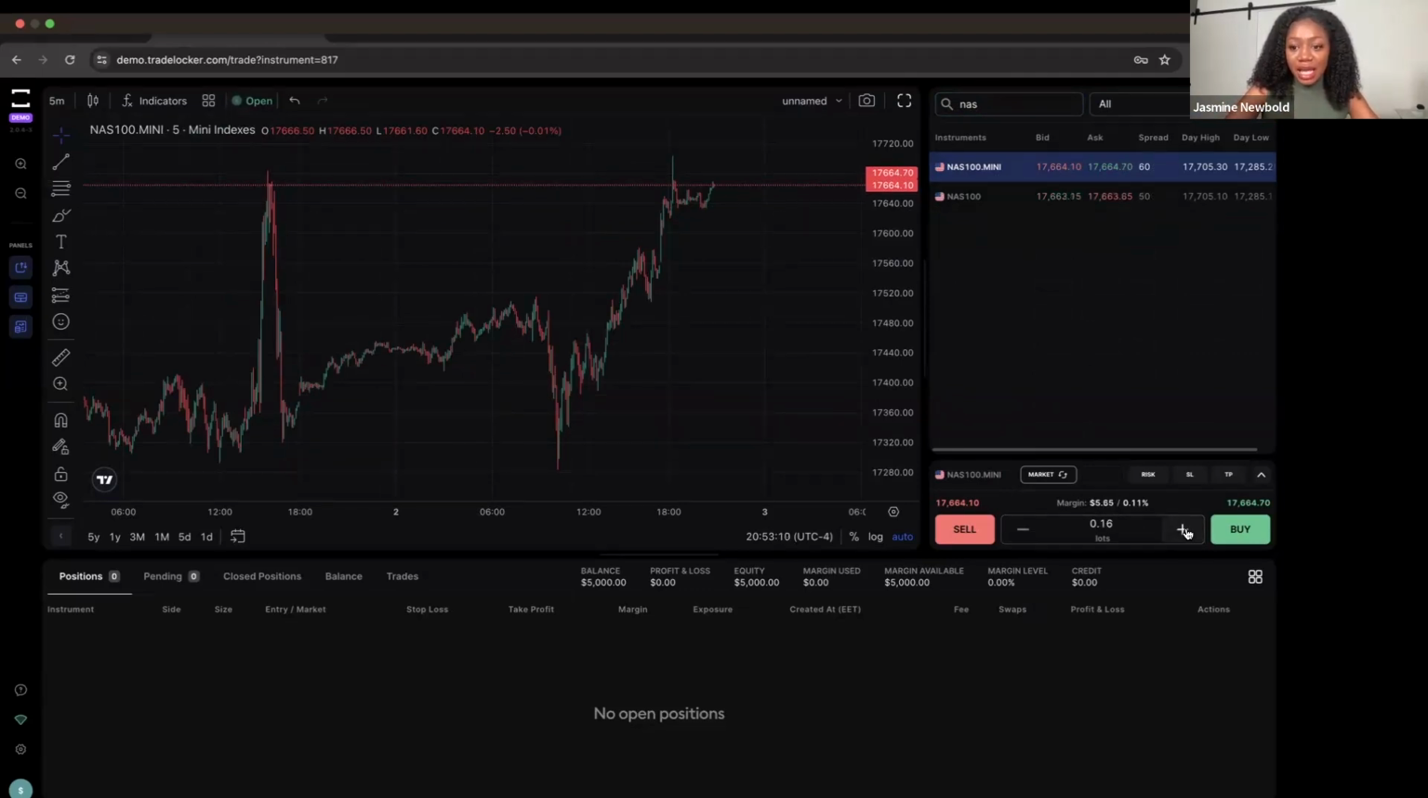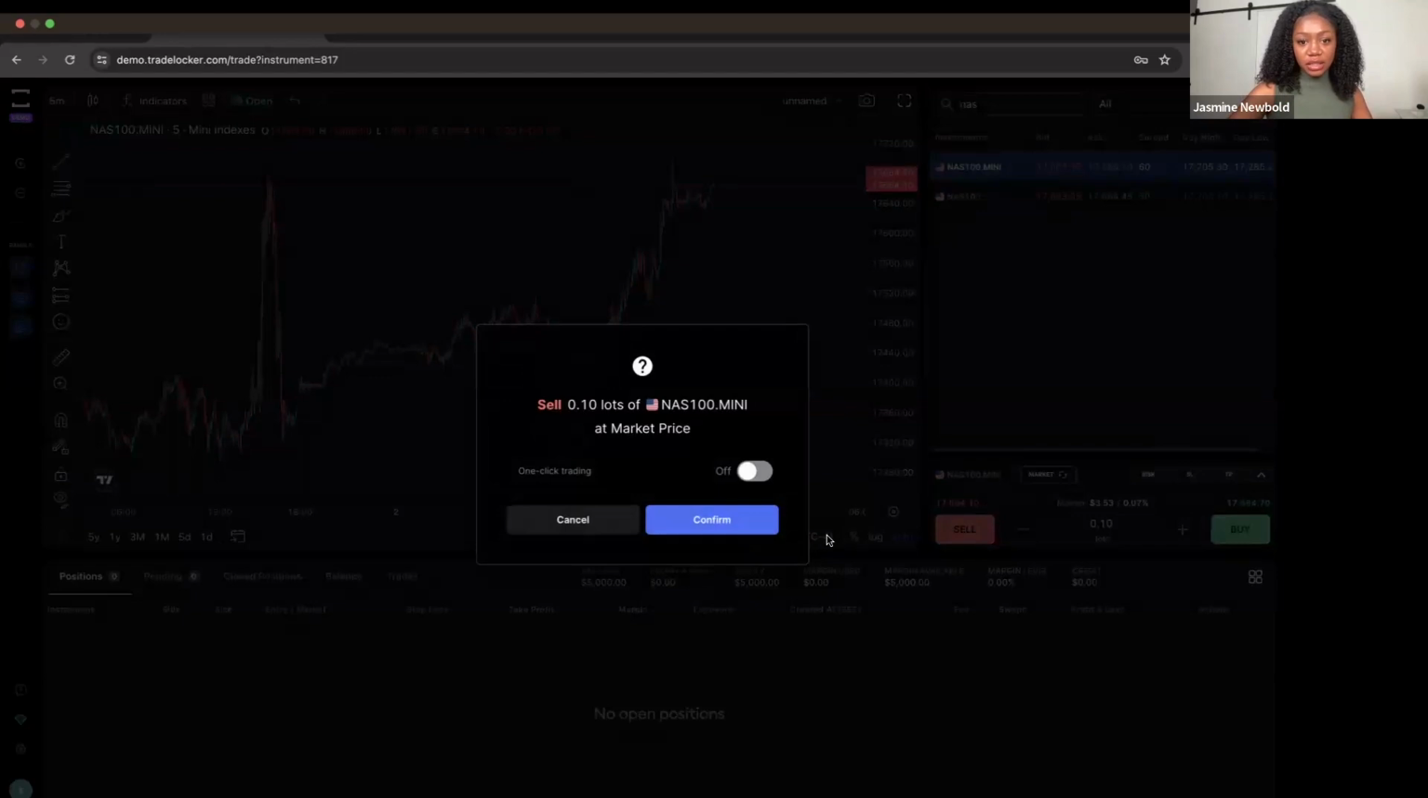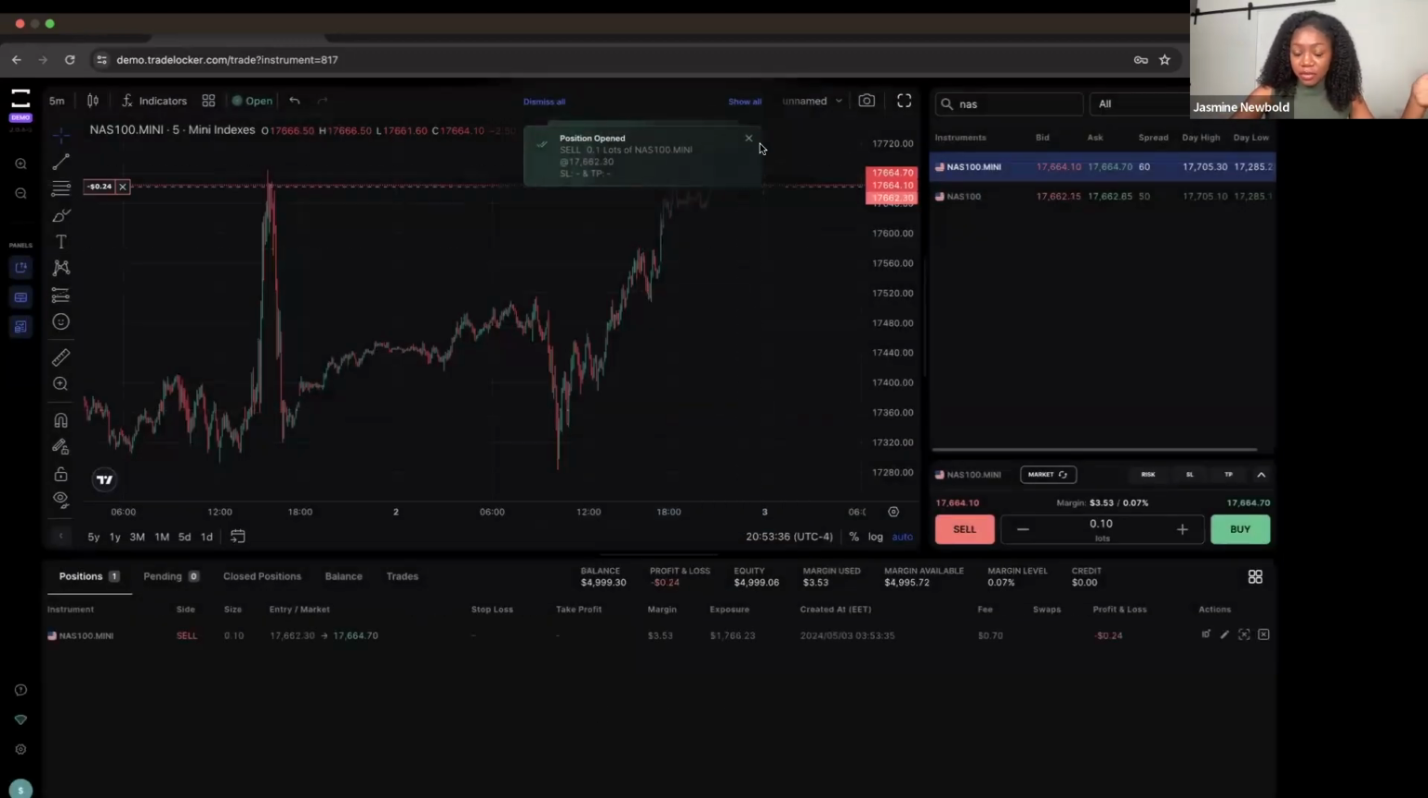But let's say I wanted to do 0.1. It's going to cost me $3 to get in. All you have to do is click sell if you wanted to sell. And then here it's going to tell you if you want to set up one-click trading or not. This is optional and you can always turn it on or off in your settings. I have this on because one of the features that I love about Forex is being able to get in and out quickly. So I have the one-click trading option on, but you can have it off.